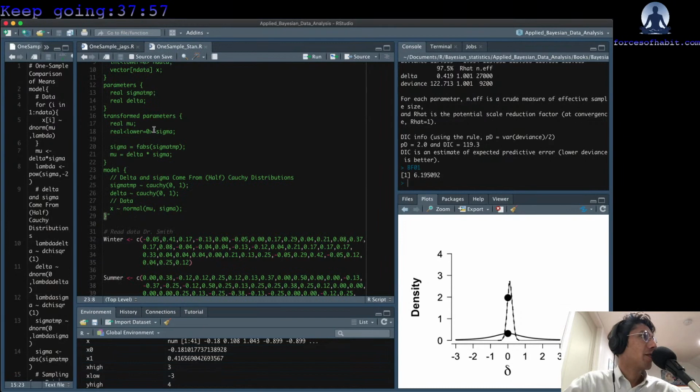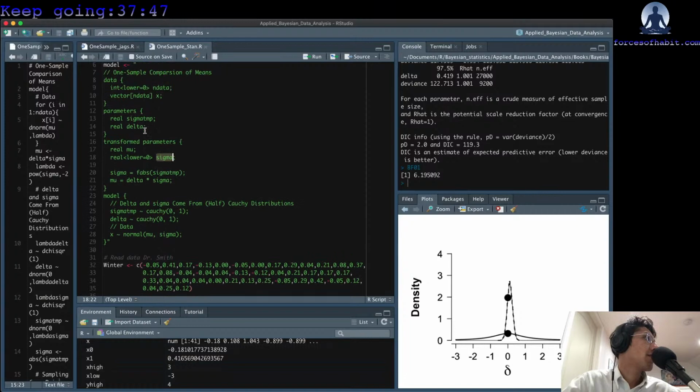And then we have some transformations. We have mu and sigma with the lower bound, because we can't have negative variance, right? But sigma is equal to the absolute value of sigma temp. So we define sigma temp here in the parameters, and then we only want the absolute values. And then mu. So notice we specify the transformed parameters, and then we indicate where these transformed parameters are derived from. Where delta times sigma is equal to mu, and sigma is equal to sigma temp.